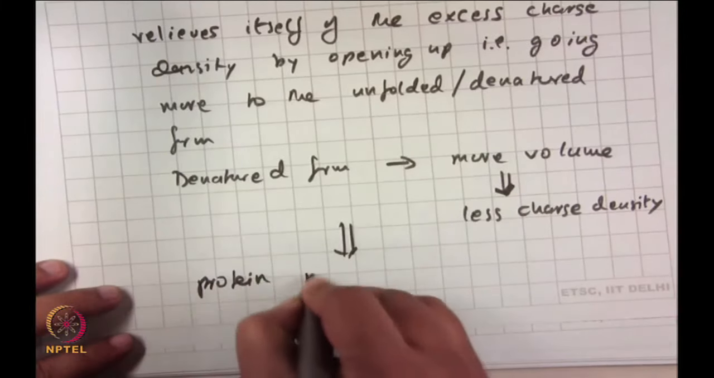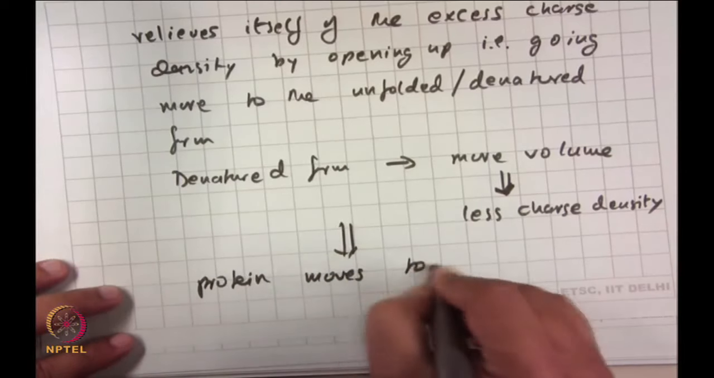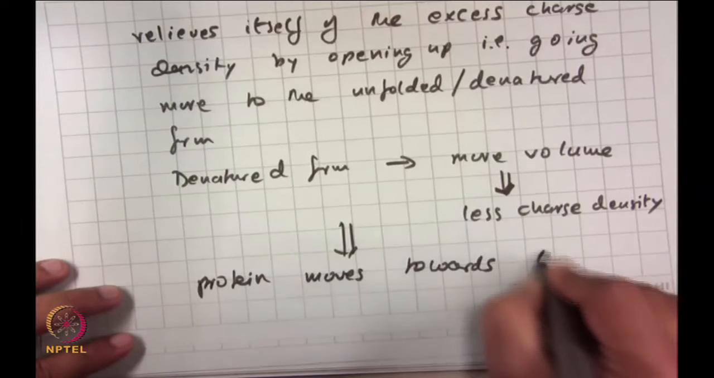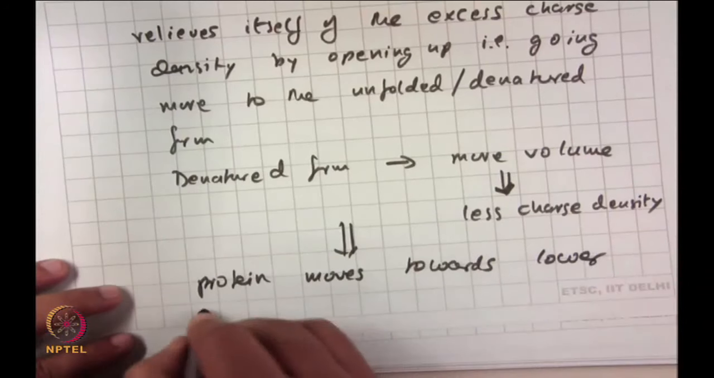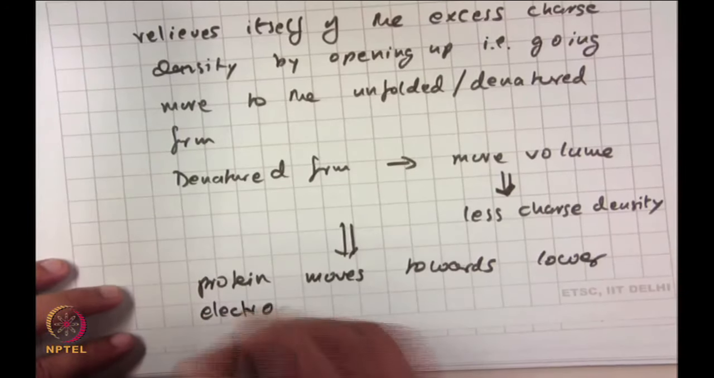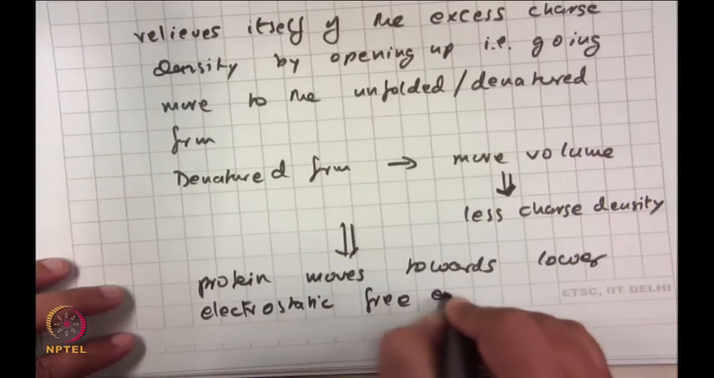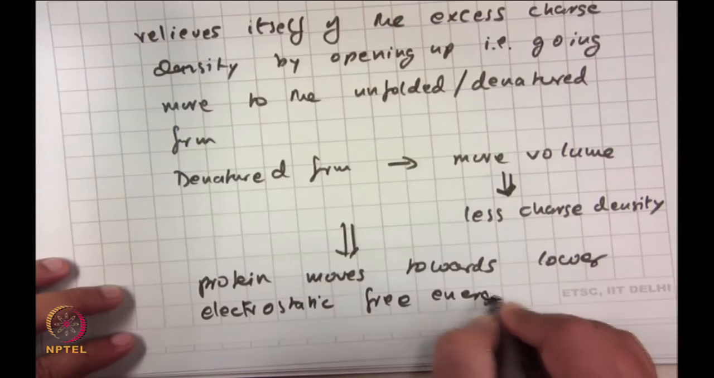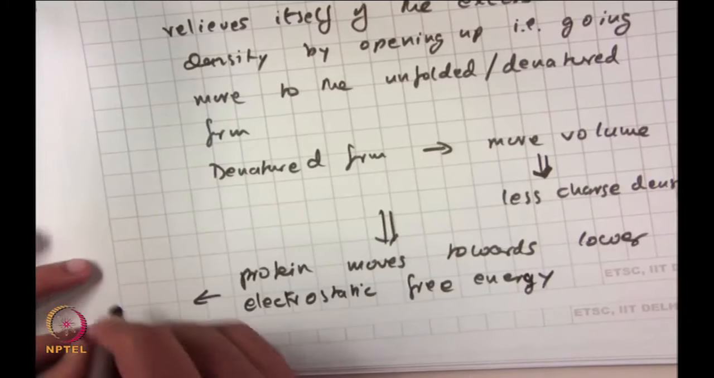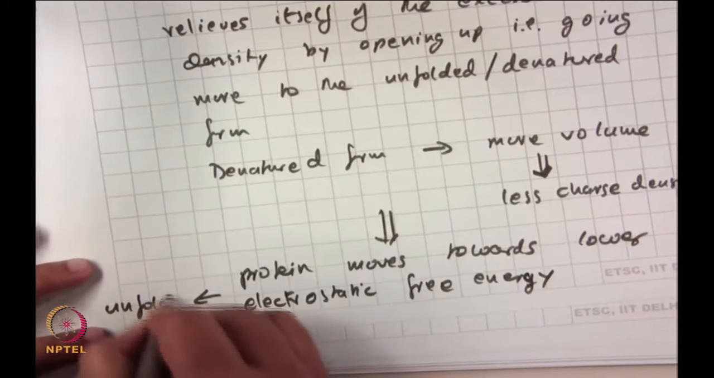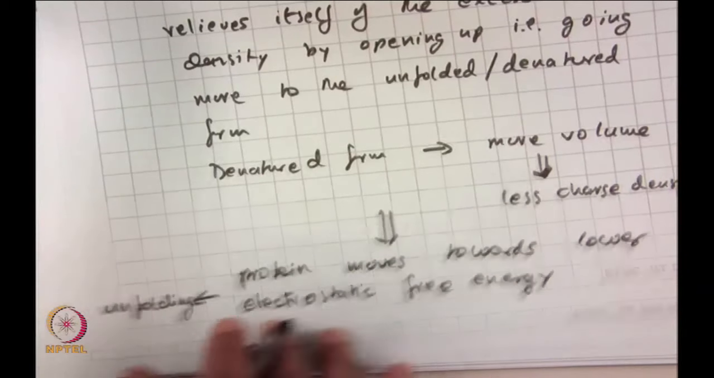protein moves towards lower electrostatic free energy, and this is essentially your unfolding of the protein.